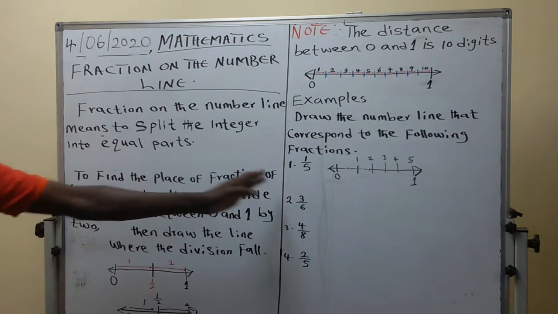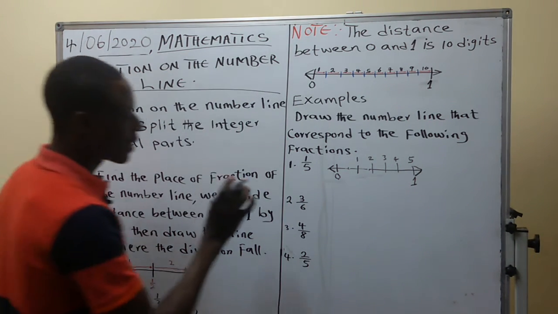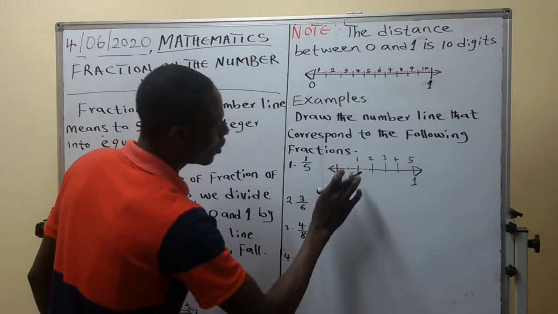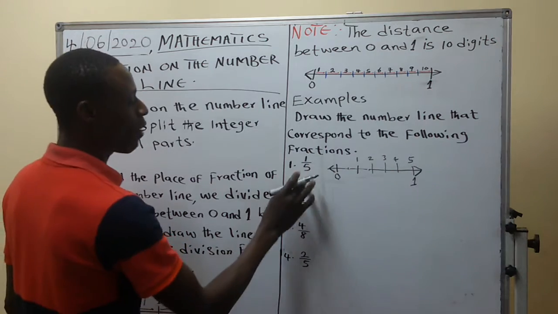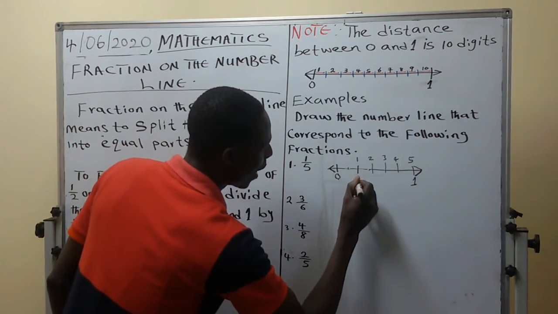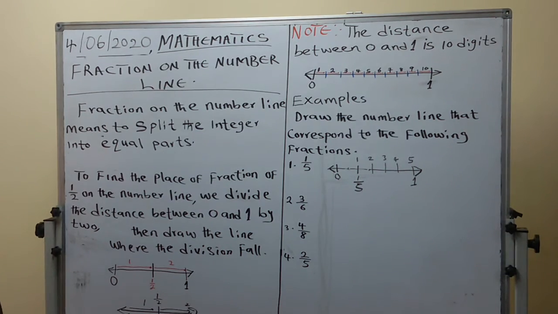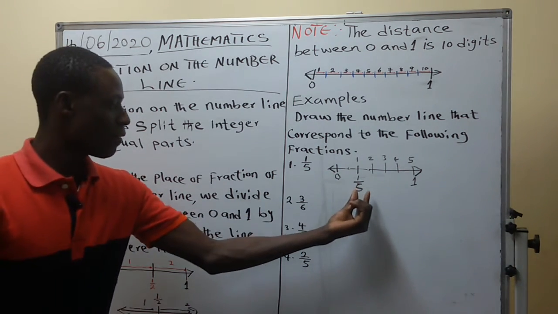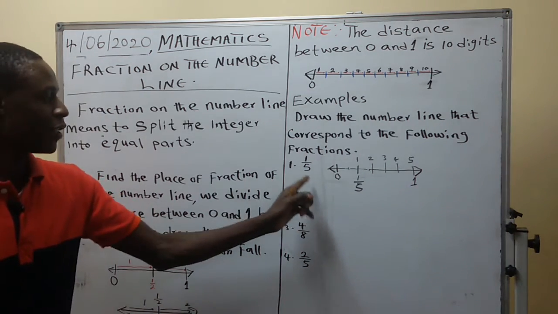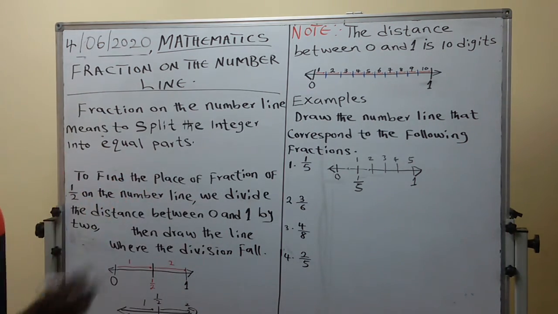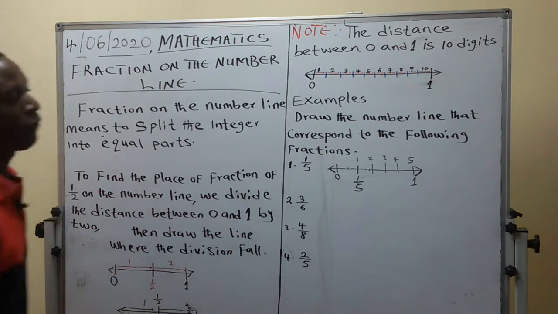Now, we have to find 1 over 5. As you can see, from this point to this point is 1. So your 1 over 5 has to be here. So this is the place of the fraction 1 over 5 on the number line.